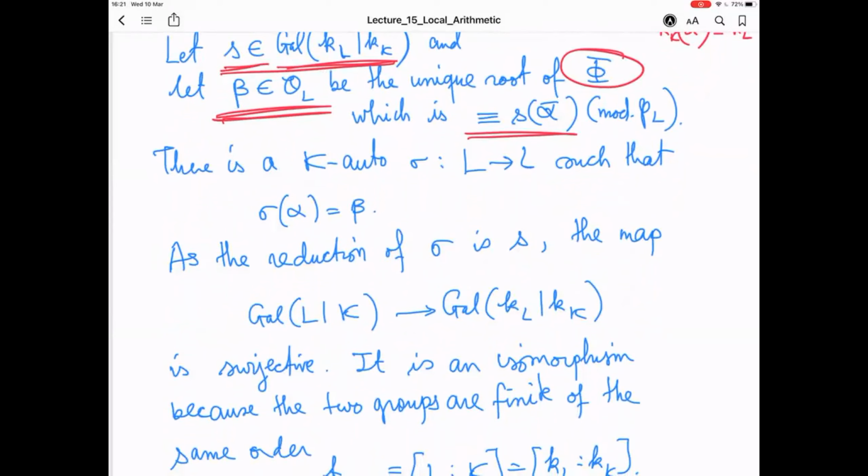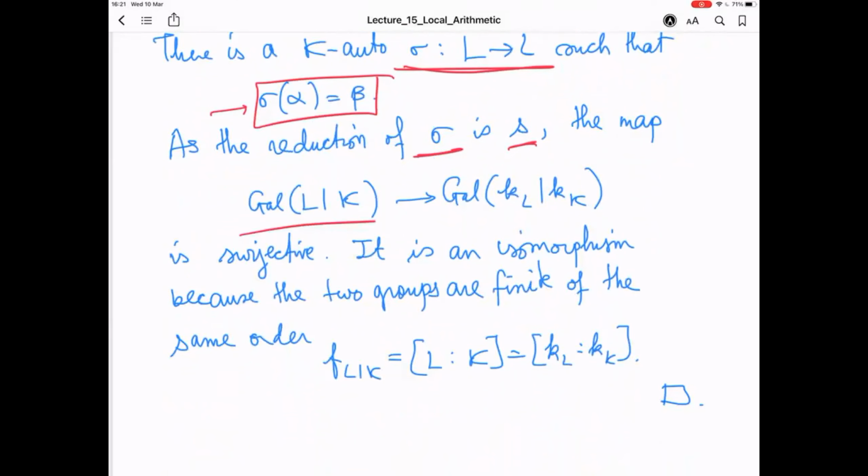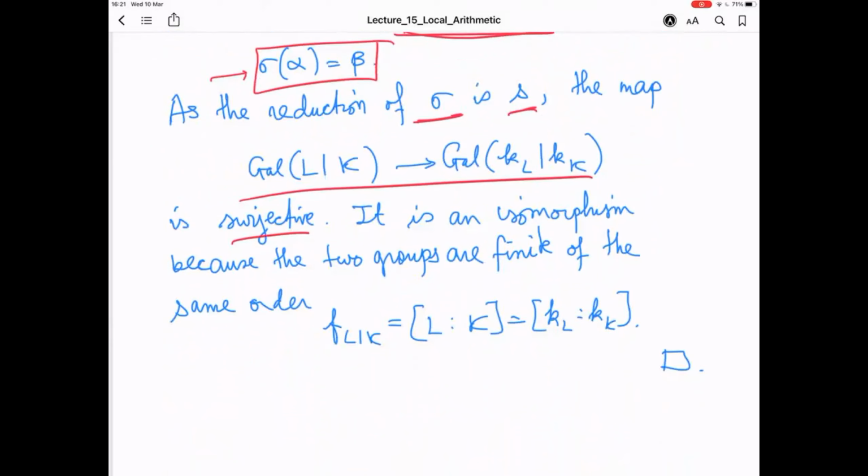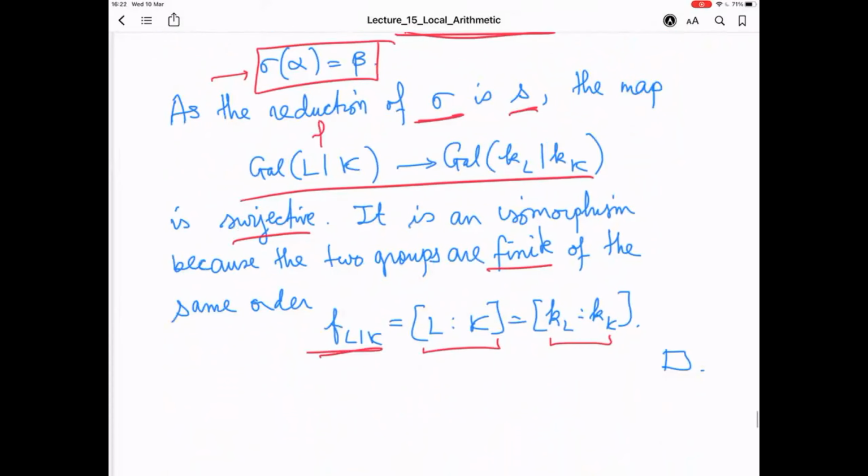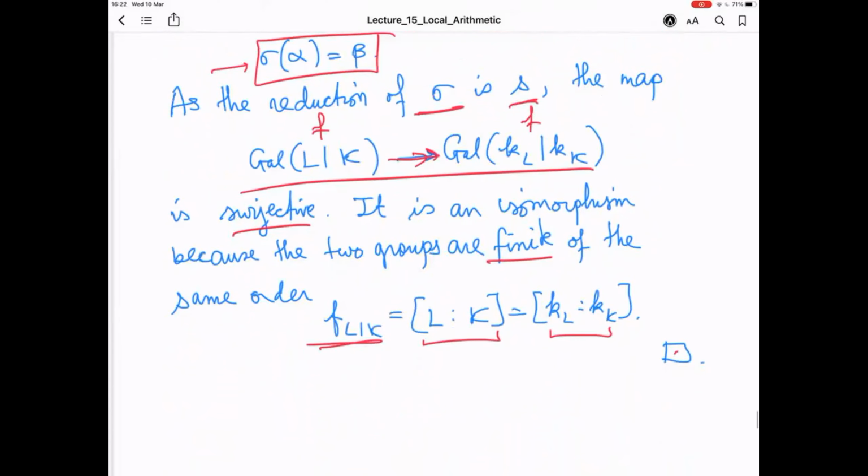Now, this beta is going to be conjugate to alpha, and therefore there is some Galois automorphism sigma taking alpha to beta, and the reduction of this sigma is actually S. So this map is surjective. And these two are finite groups having the same number of elements, because the degree of L over K is the same as the degree of k_L over k_K. So this group has order f, and this group has order f. If this map is surjective, then it's actually an isomorphism. So that completes the proof.